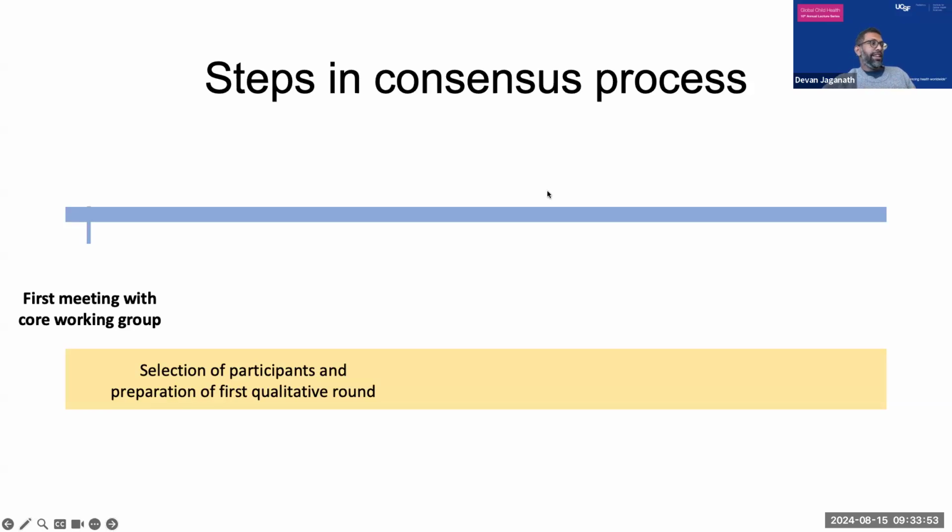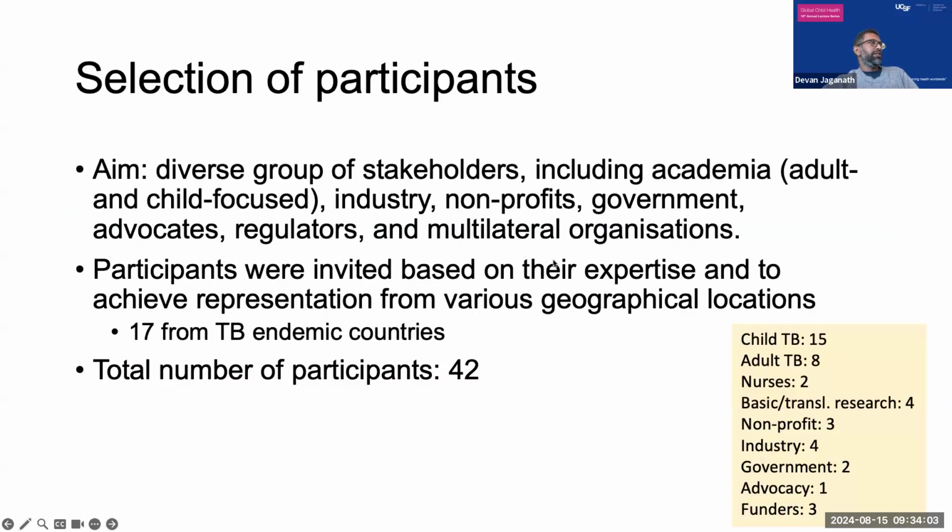So once we had that, then we had to identify the individuals who actually participate in the consensus process. And to that extent, we wanted to have a diverse group of stakeholders, again, not just academia, and also within academia, not just pediatric focused, but those that ran the spectrum, and also have industry, nonprofits, government advocates, regulators, and multilateral organizations, those that are in the space and may have different opinions.